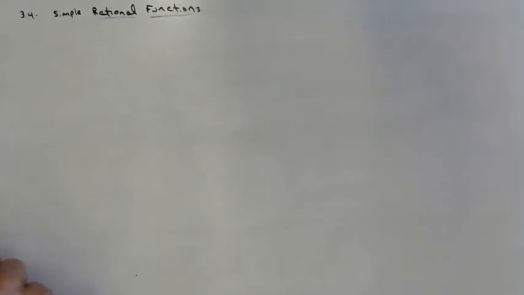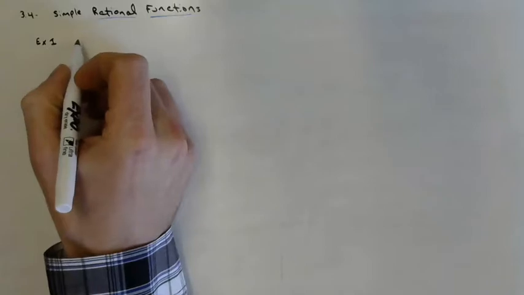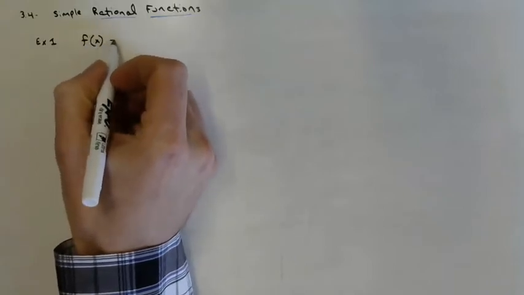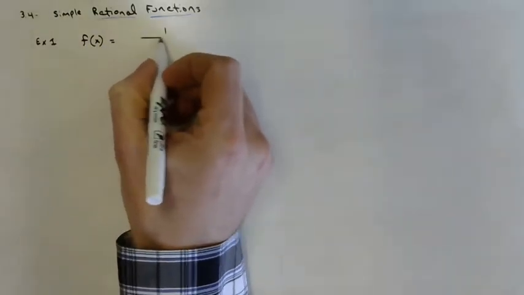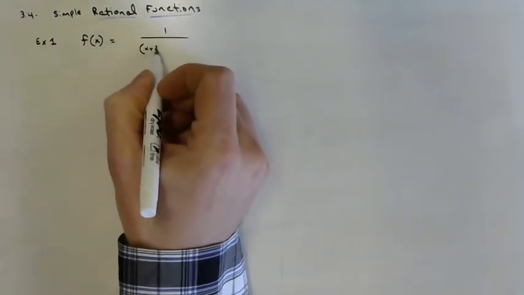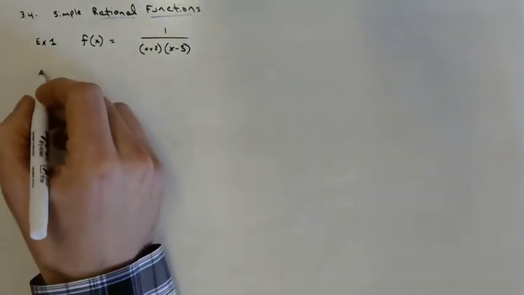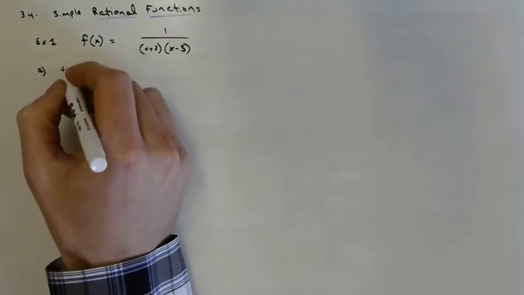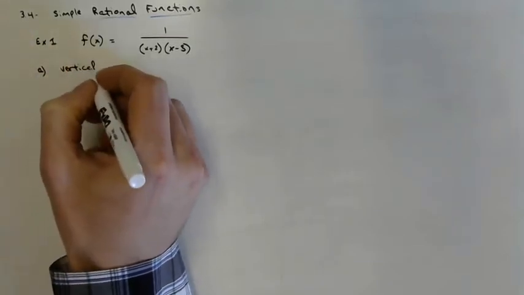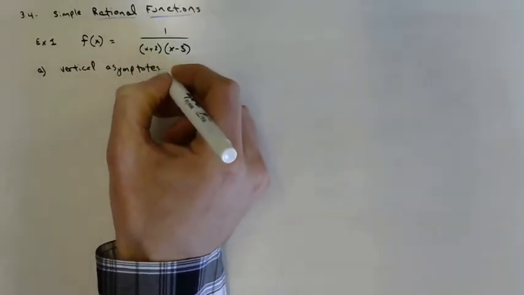Good. Right into example 1 then. Example 1 says consider the function f of x, which equals 1 over (x plus 2)(x minus 3). And the first thing that we're going to do is determine vertical asymptotes. Do you remember where they come from?